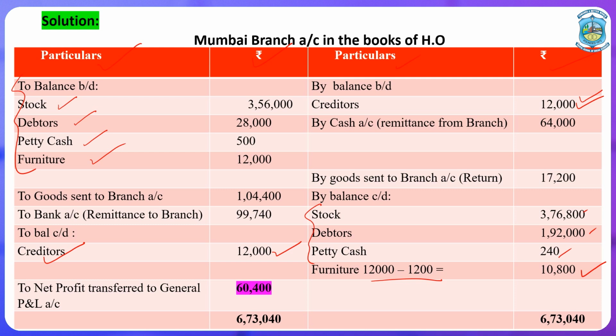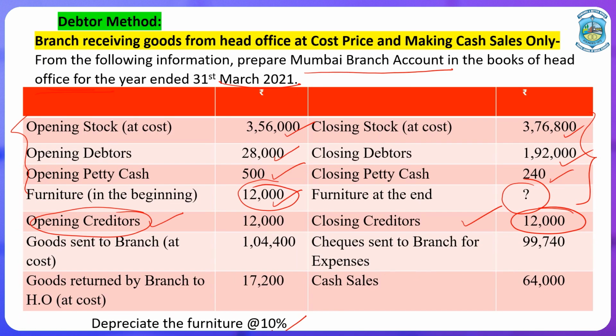Now next, after the opening and closing balances of assets, and after the opening and closing balances of liabilities, let us record other items that are given to us in the question. The next item given to us is goods sent to branch by the head office, and the value of those goods is 1,04,400 rupees.